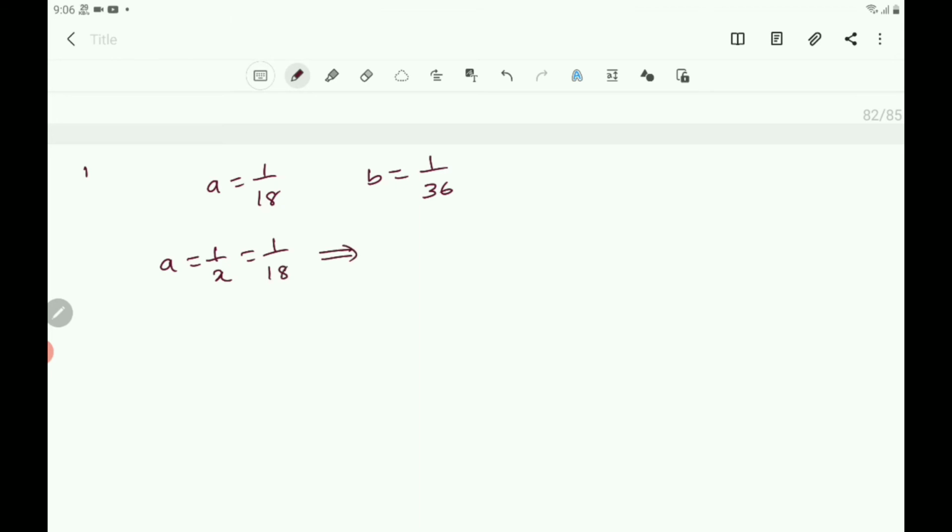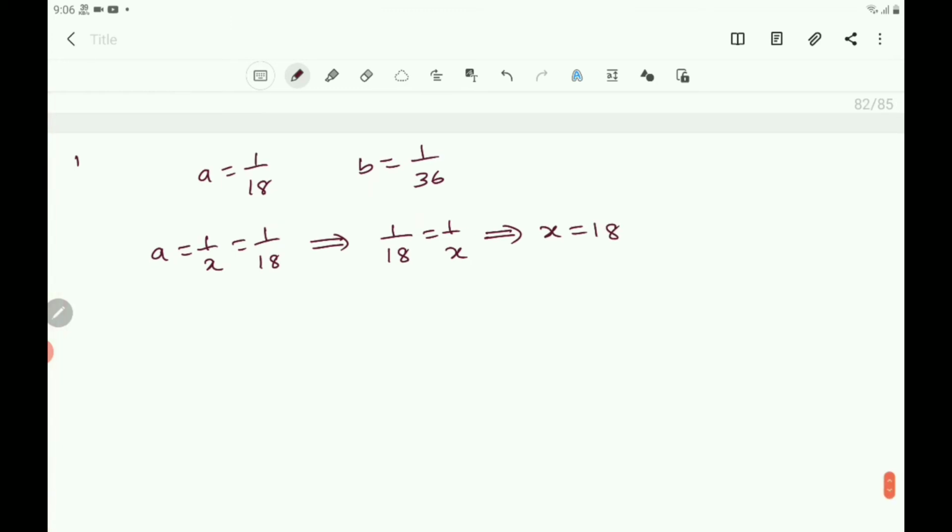That implies 1 by 18 is equal to 1 by x. Do the cross multiplication here. That gives x equals 18. Next, B equals 1 by 36. B means here we have taken 1 by y. That equals 1 by 36, which implies 1 by 36 equals 1 by y.